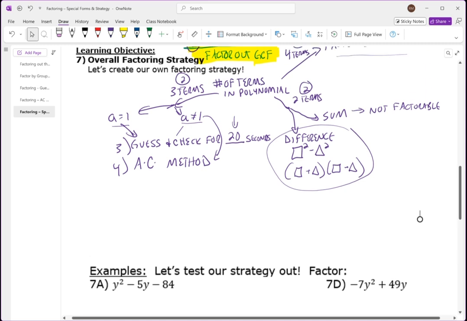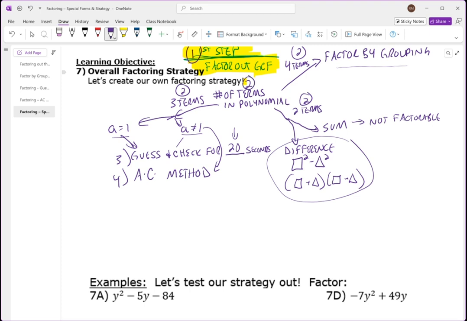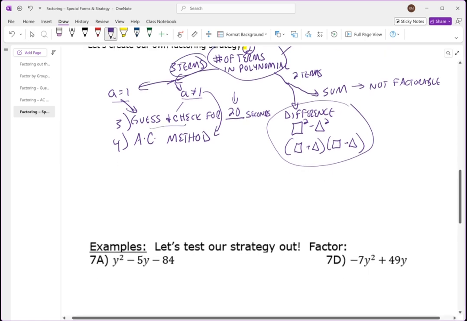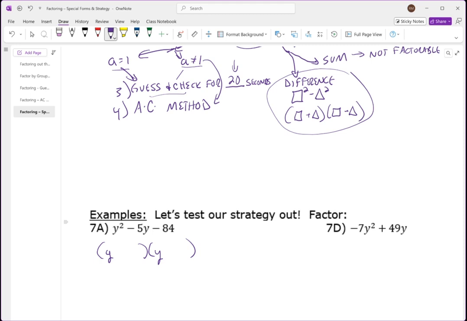I'm going to move on to step two, which is identify the number of terms. Step two is identifying the number of terms. Maybe I'll erase it from here. How many terms? So in this case, there are 3 terms. So what I would try and do is guess and check for a short bit. So I would go like this. I know that my first terms are going to be y. And then I would try and think of factors of 84.